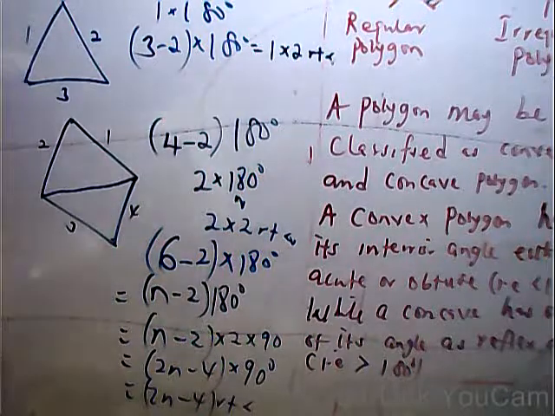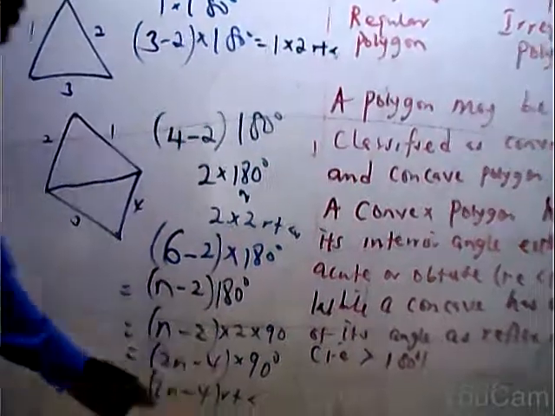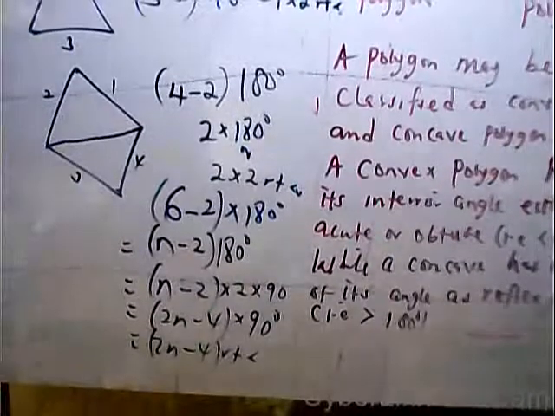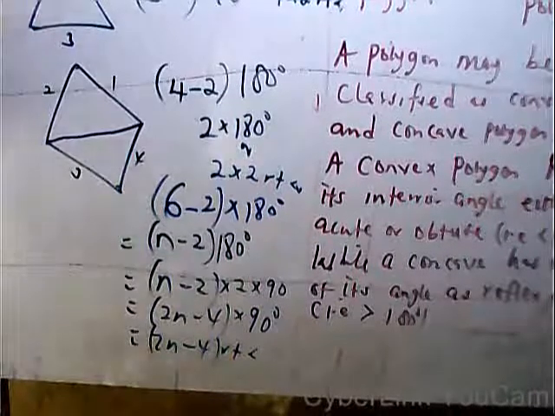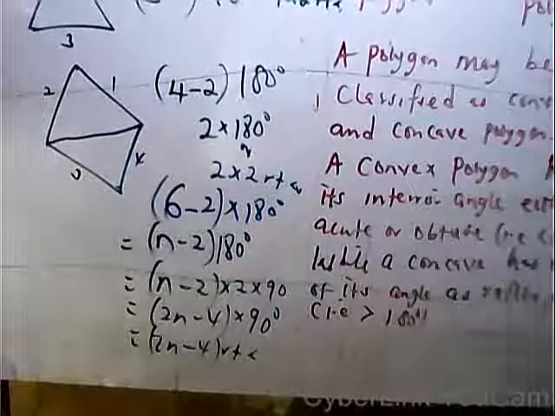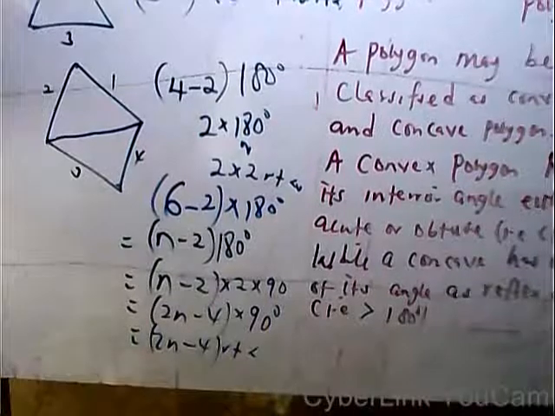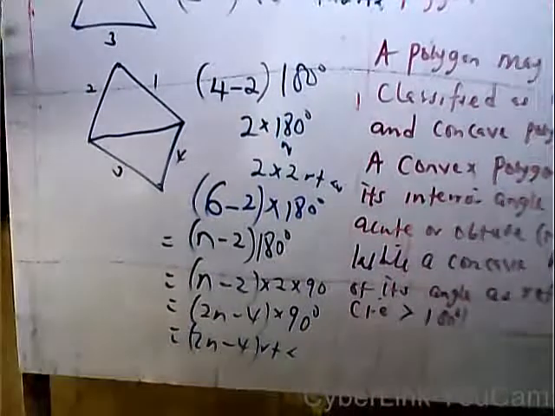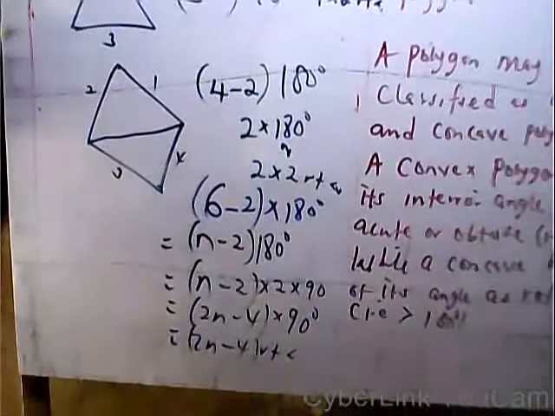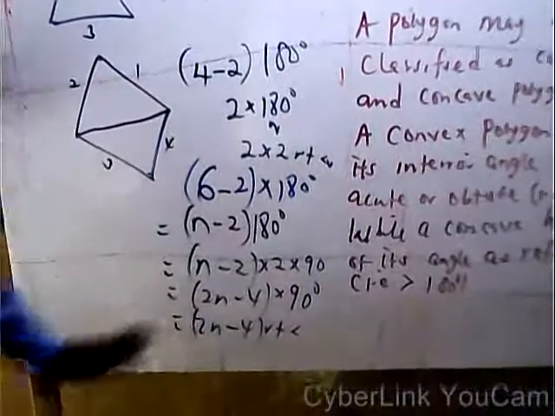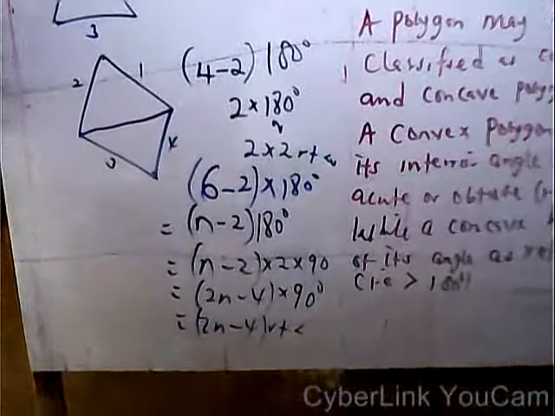So invariably, this is the formula for finding the sum of angles in a polygon. So if you have to find the sum of angles in any polygon that is n-sided and regular, you are going to apply this formula to get your answer.